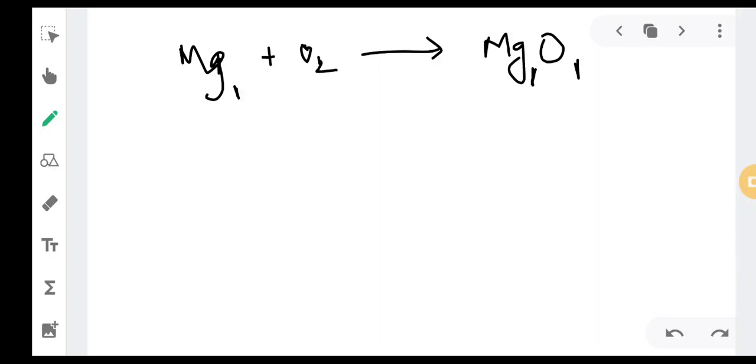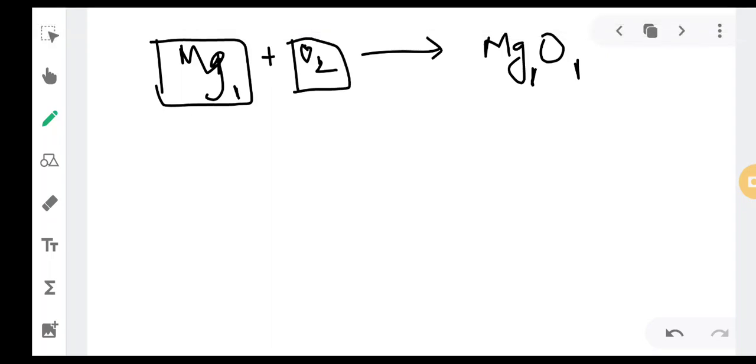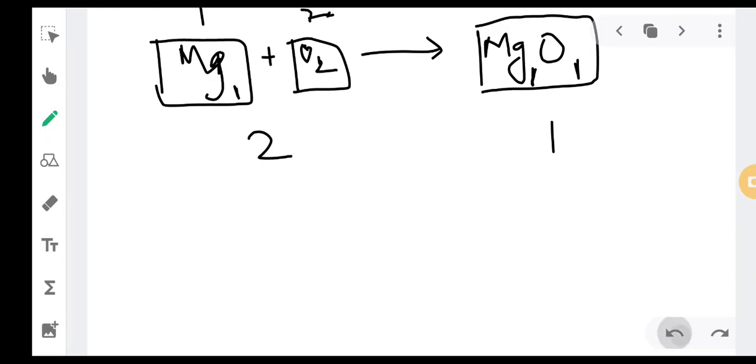The first step is to write the reaction, then you need to draw boxes around the reactants and products. How many reactants are there? There are two reactants, this is one reactant, this is the second reactant, and there is only a single product. Now you need to draw a table. First, write down how many elements are there in the reactants and product.